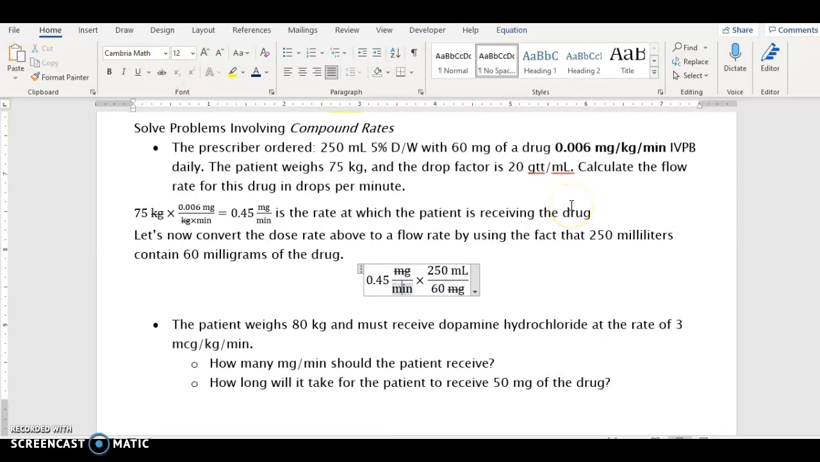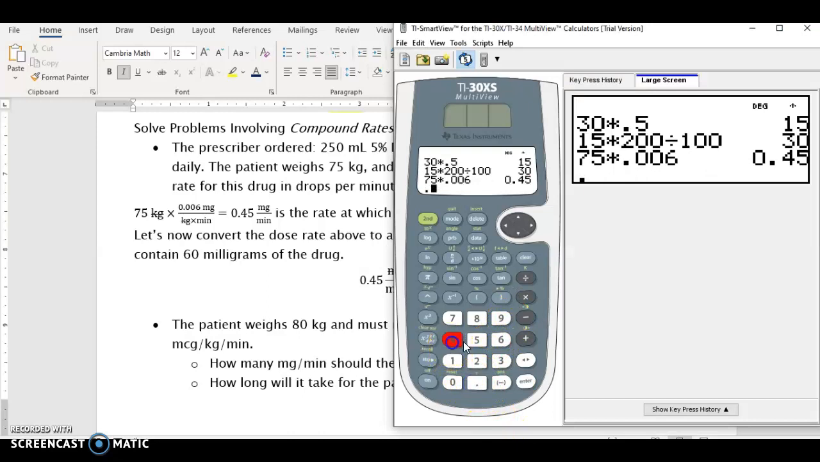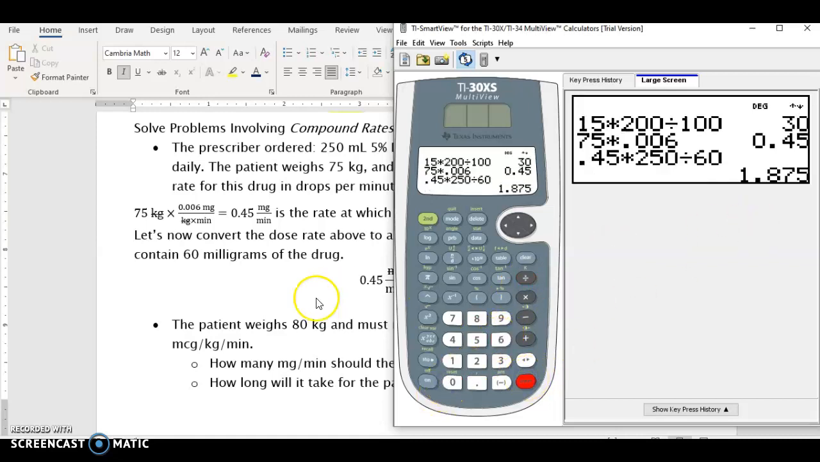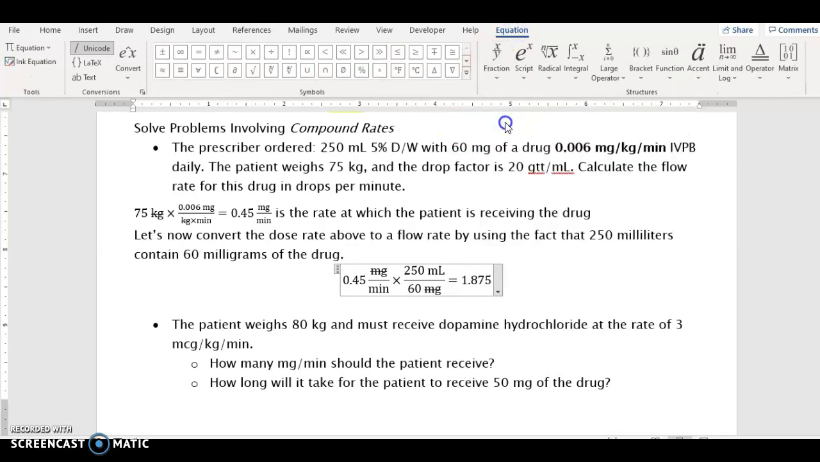On our calculators, we're going to do 0.45 times 250, and then divide by 60. That gives us 1.875. So 1.875 what? What are the units of that? The remaining units are milliliters over minutes. So we now have the flow rate in milliliters per minute.